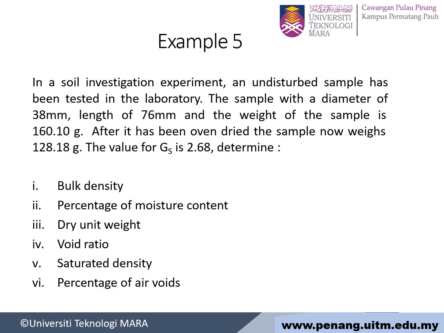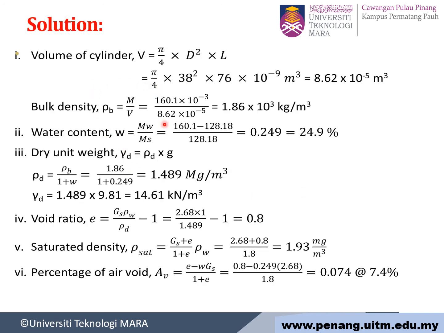Okay, you may read the question here. The question is asking you to determine the particle density, moisture content, dry unit weight, void ratio, saturated density, and percentage of air void. The answer will be shown in the next slide. So you have to do it by yourself first, and after that you can check the answer. If you have any question, you may ask. Okay, this is the solution for example 5. You may check here. If you don't have any question, it's okay.